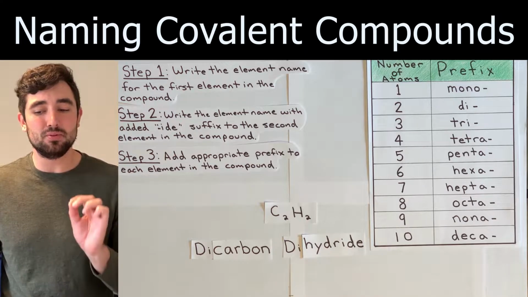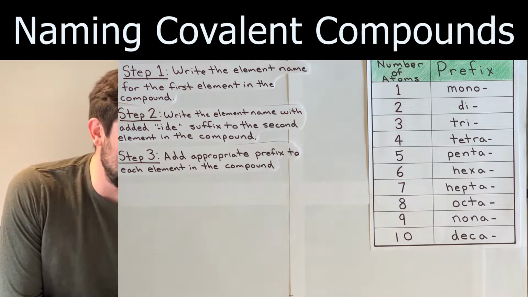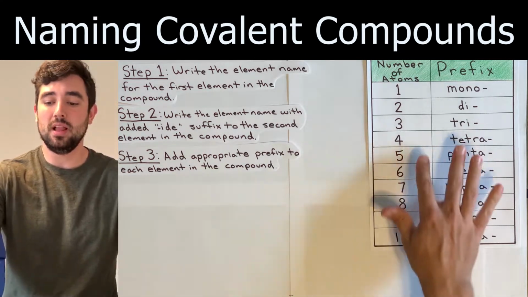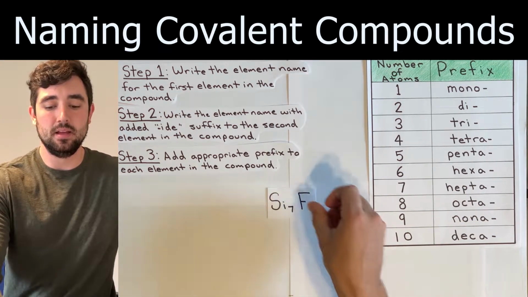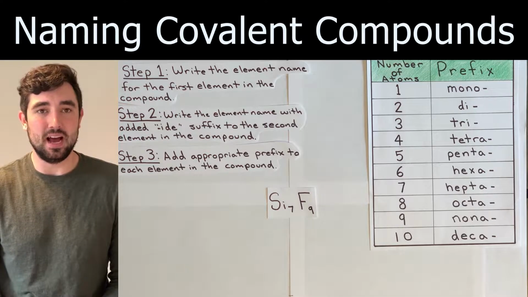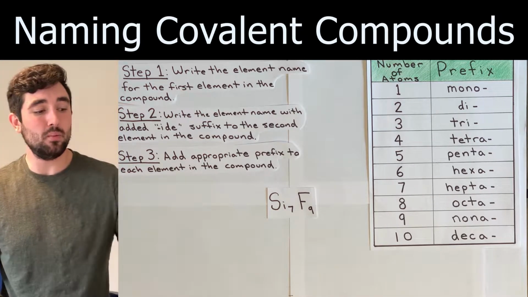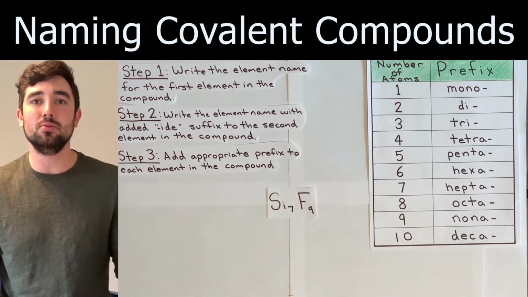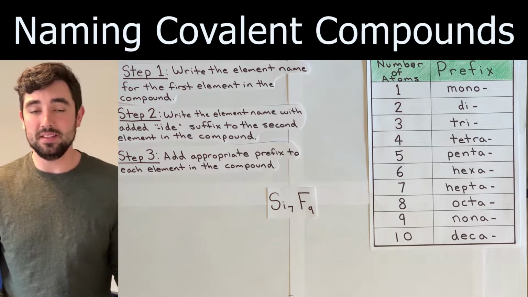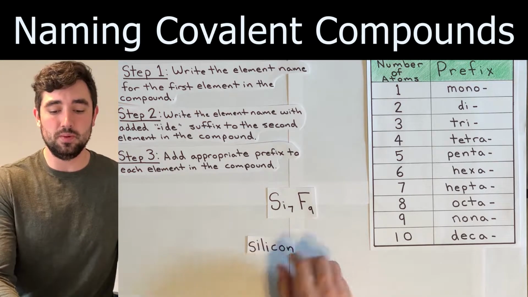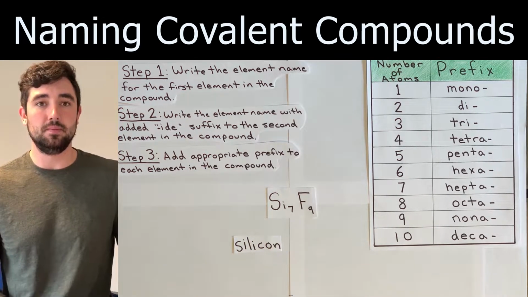Let's look at another example just like that. The next example we're going to look at is going to utilize some more atoms. So we're going to look at Si7F9. Well, we look at step 1 and we have to write the very first thing in its normal element name. We would read it off the periodic table, and that is silicon. We do nothing to it, we just write the word silicon.